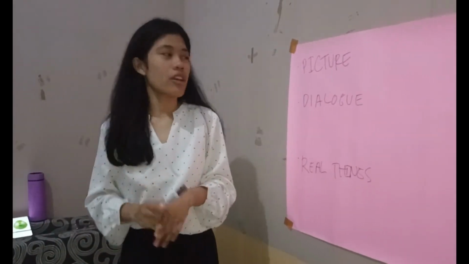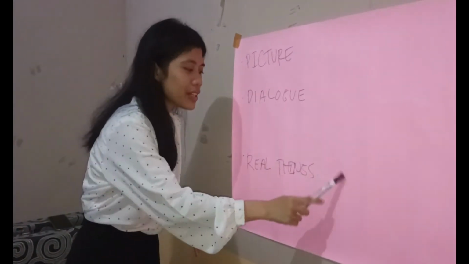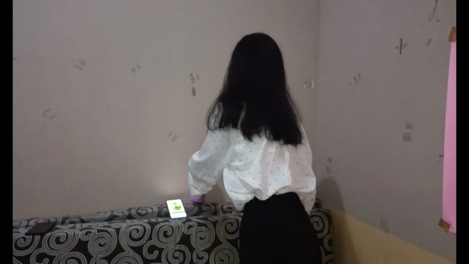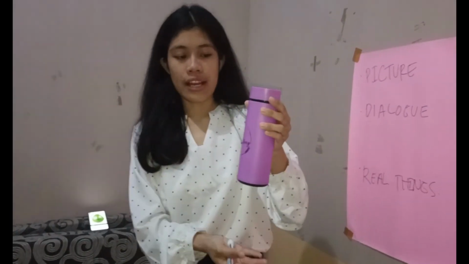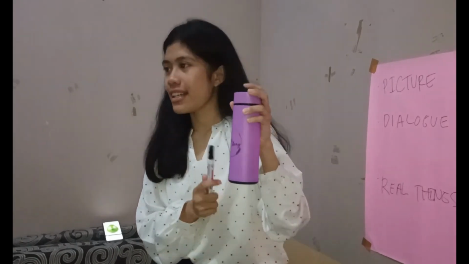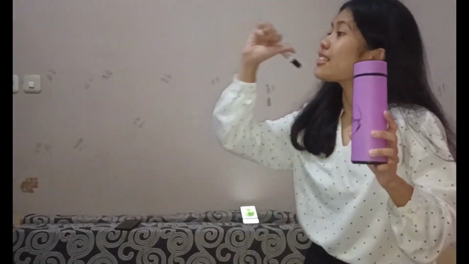We are going to the last lesson, which is real things. I want to show you guys a thing. In front of you guys, what is it? What color is this? Purple. And what function is this? Green. And what shape is this? Long. Yes, that's correct. Big applause.